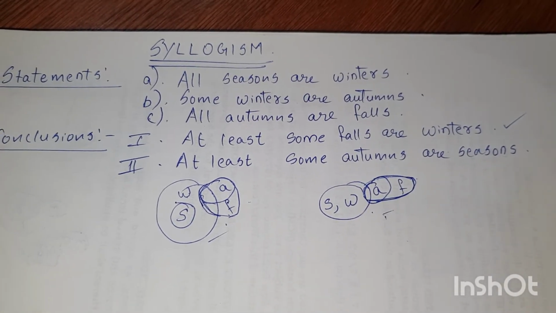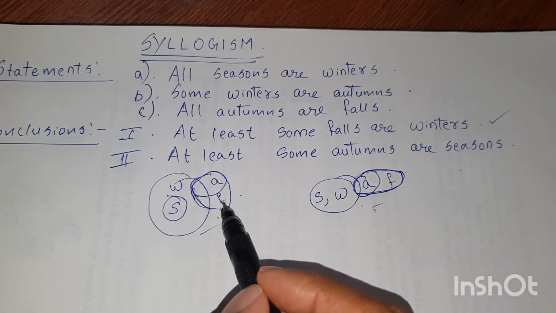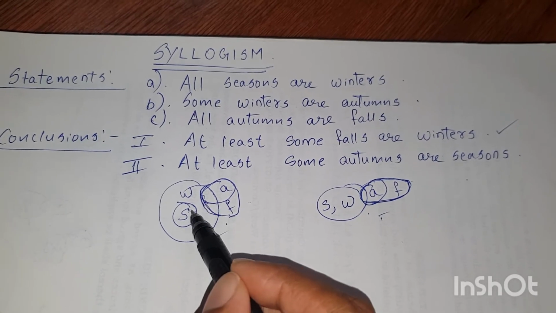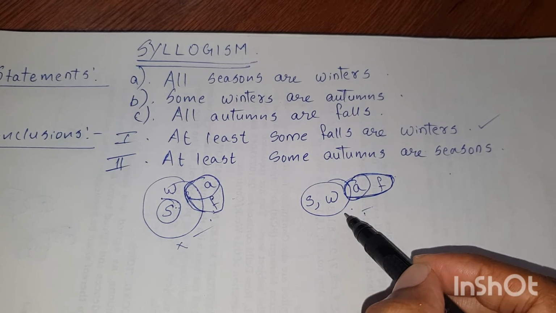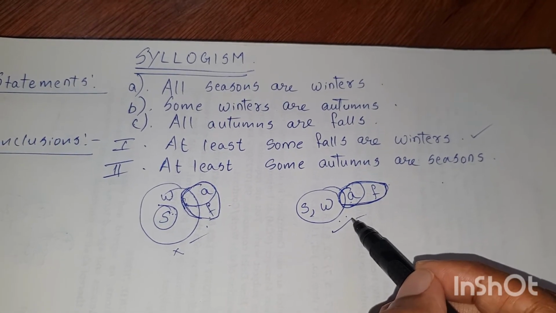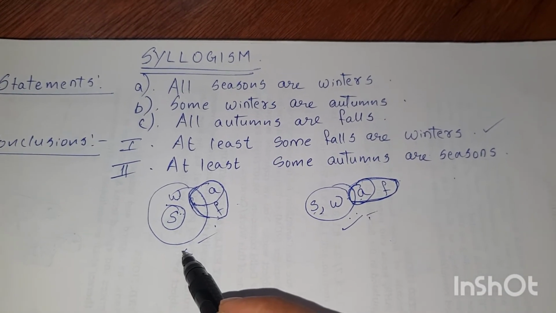Going to the second conclusion, at least some autumns are seasons. Is it true? No, there is no relation between autumns and seasons. So this is not true in this case. And here, at least some autumns are seasons, yeah, it is true. It is true in this case, but here it is not true.